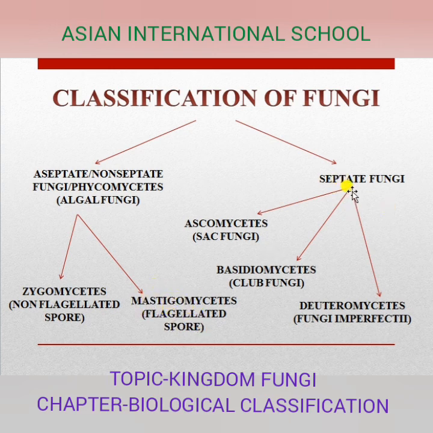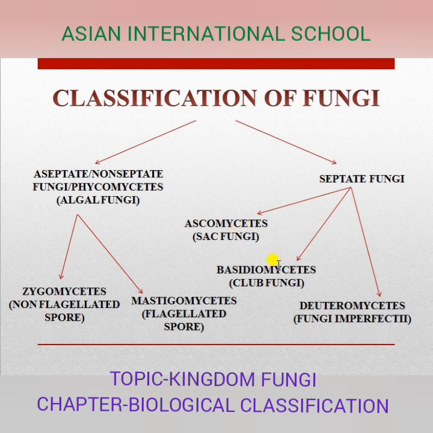Another type of fungi, whose definition we have just told, is septate fungi. That means in case of which fungi the entire hyphae is subdivided into multiple compartments due to the presence of some partitions. So septate fungi is subdivided into three different categories. First category is ascomycetes. We heard the name ascomycetes when we studied about ascospore. So these fungi are commonly known as sac fungi because they show a sac-like structure.